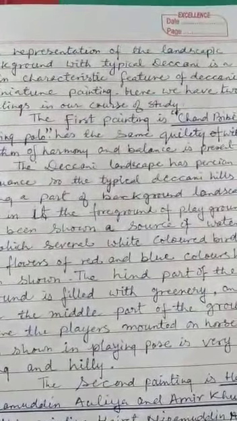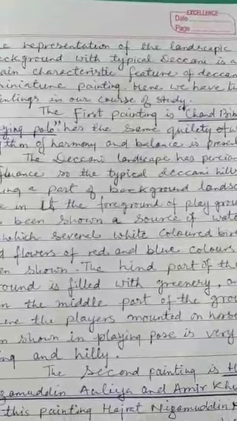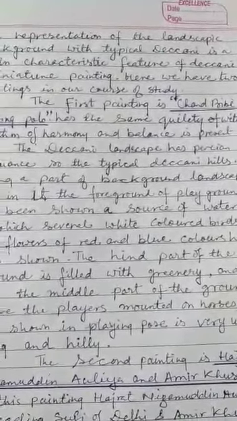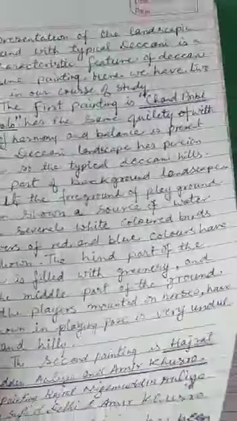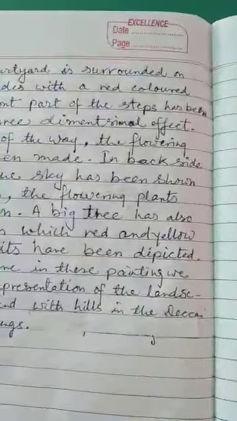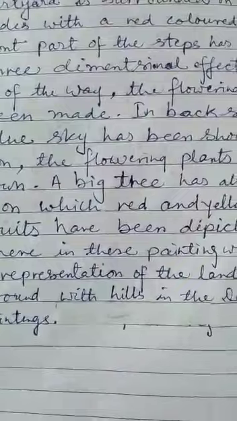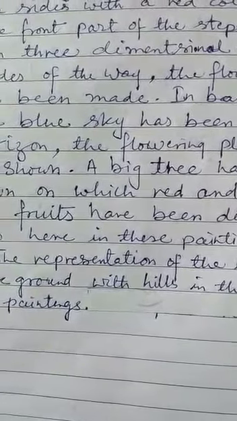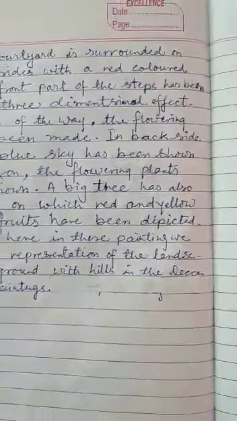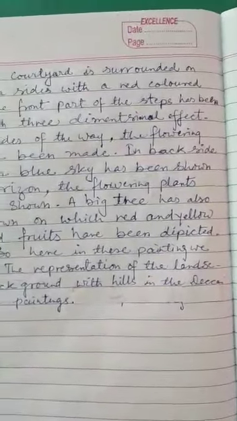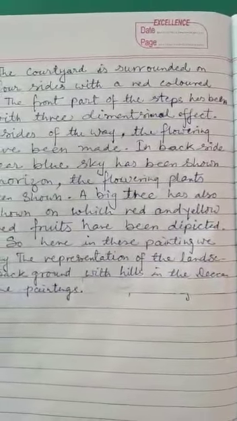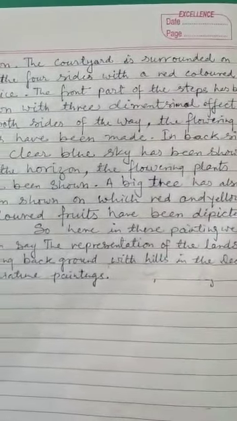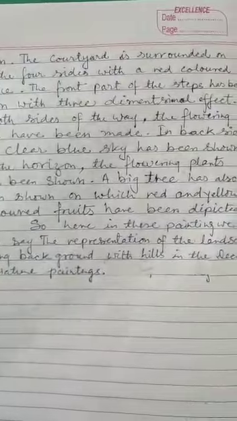In this painting, Hazrat Nizamuddin Aulia, a leading Sufi of Delhi, and Amir Khusro, a contemporary famous musician, have been shown. The courtyard is surrounded on all four sides with red colored lattices. The front part of the step has been shown with three-dimensional effect. On both sides of the way, the flooring beds have been made.